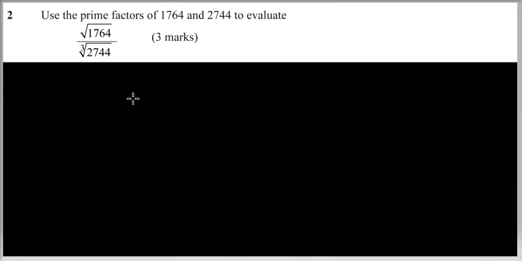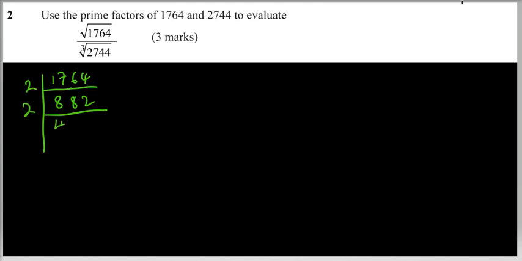You can use, for example, 1,764, you can use this method. You can divide by 2, that is 882. Or I prefer the other one, where we make a vertical line, we write here 1764, and we divide by 2, we will get 882. Then when you divide by 2, you get 441. We divide by 3, you'll be able to get this is equals to 1.